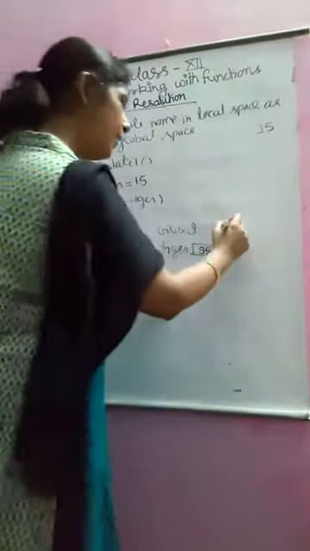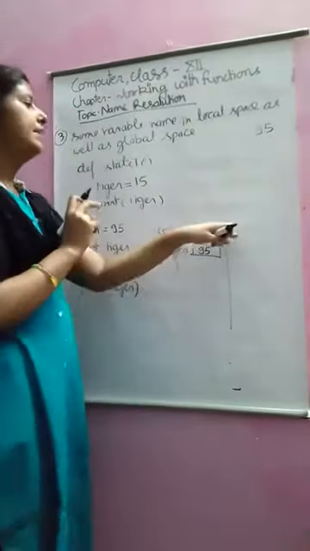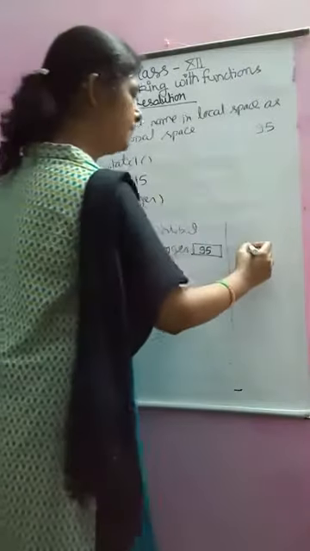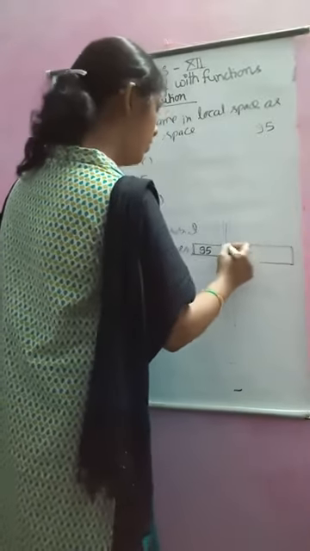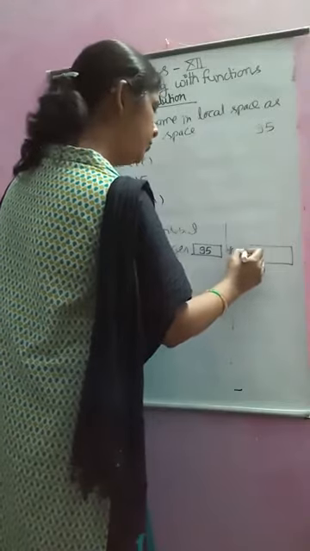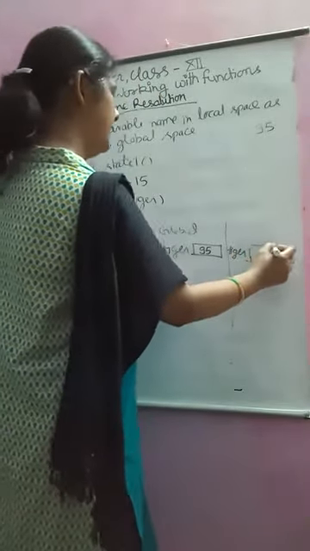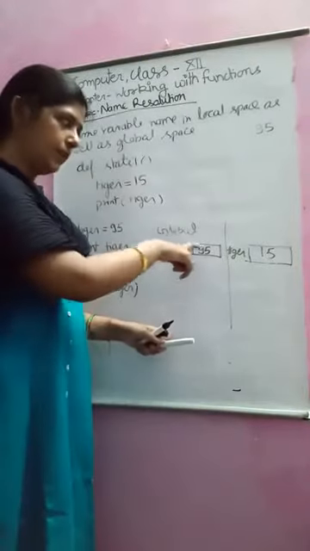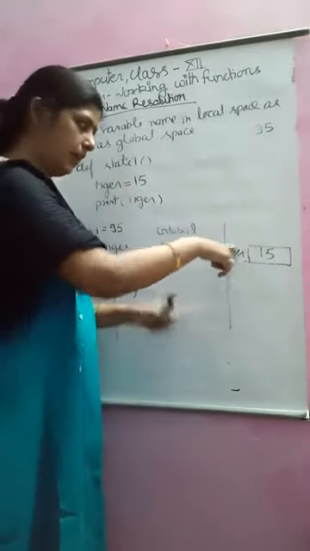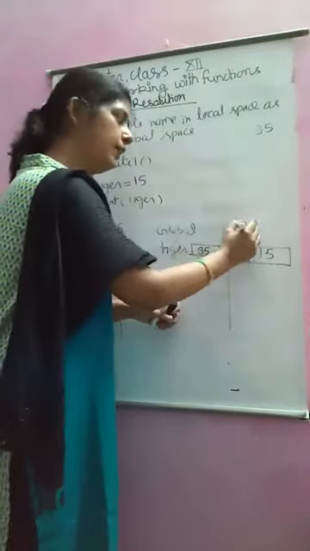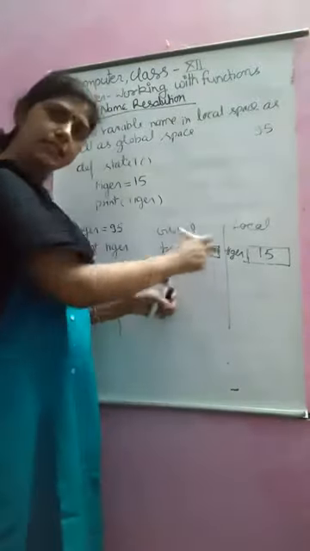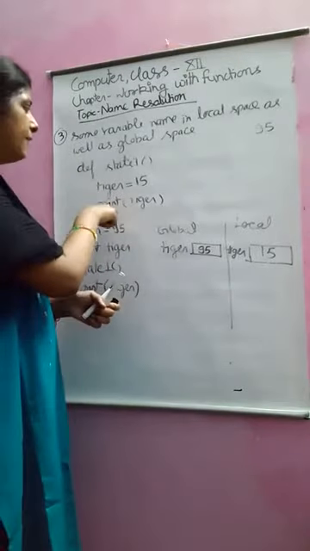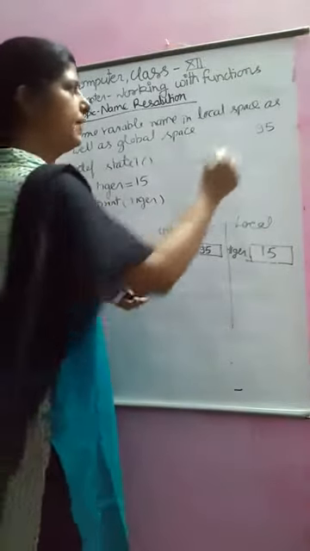Now what should be here? In the local namespace, another variable named tiger is defined, and the value of this variable is 15. There are two variables, one in the global space, second in the local space, meaning local to the function. The name is the same, but there are two variables. Now, if we print tiger, it will print 15.